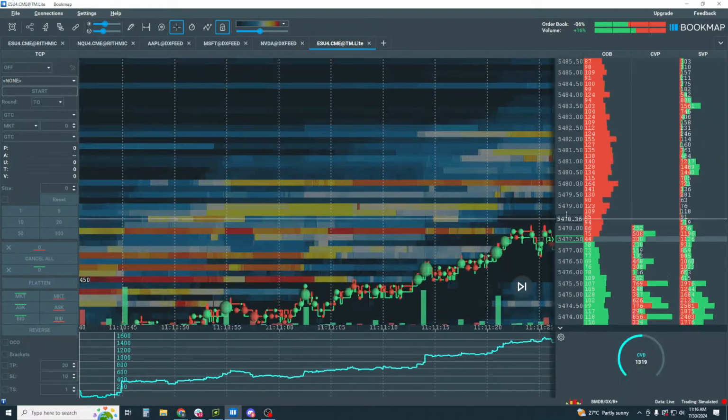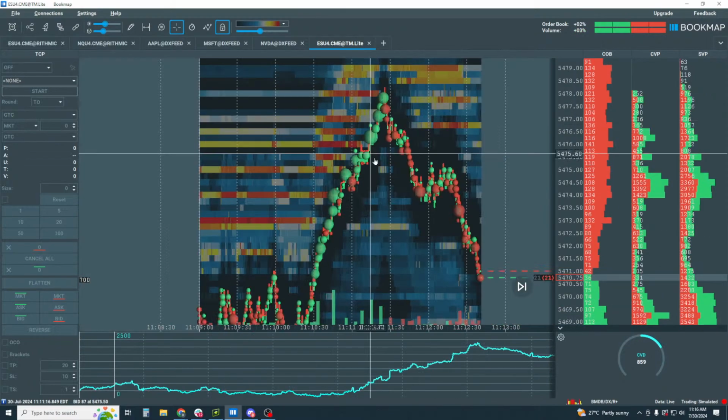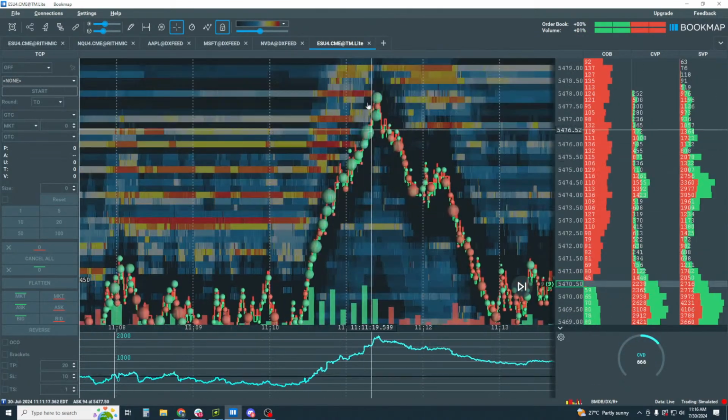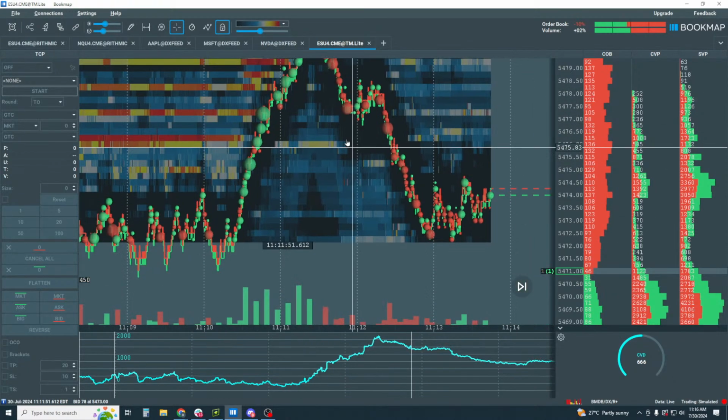In fact, what we do see is the opposite. We see some of these levels on the offer getting filled up in here. Okay, so we know there's sellers up here. These buyers are meeting sellers. These green dots, these buyers are meeting sellers up.